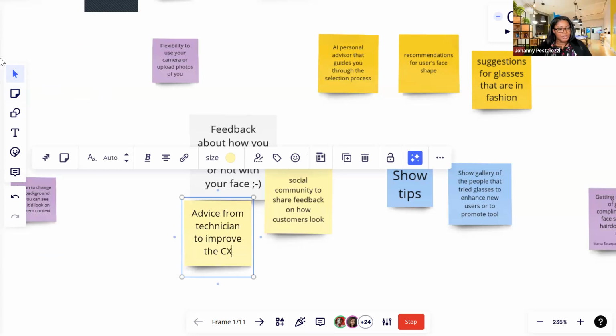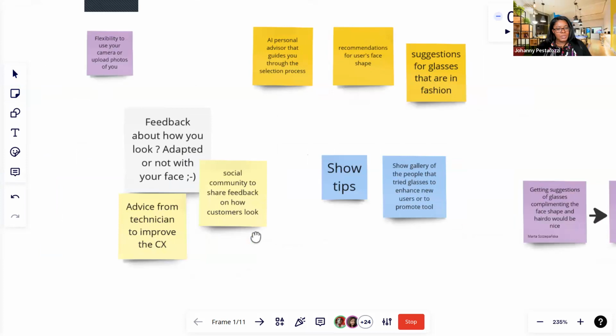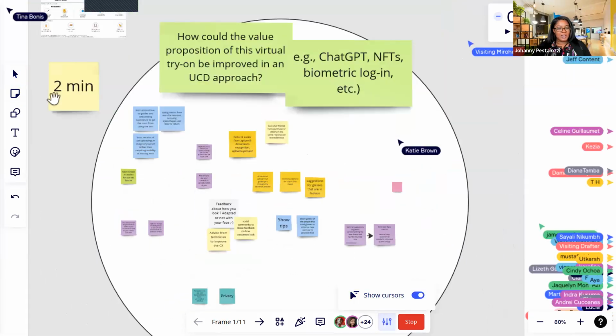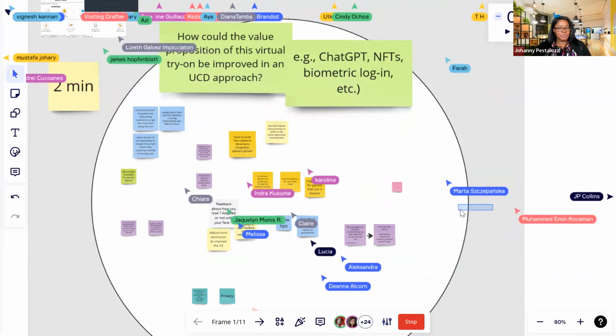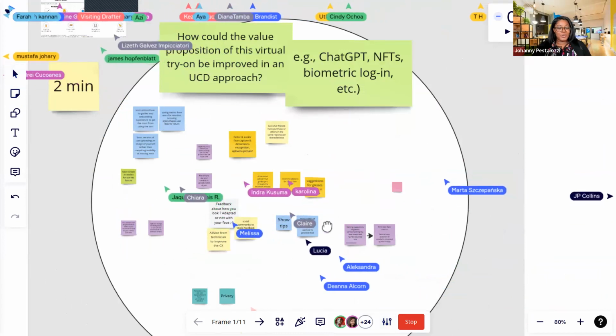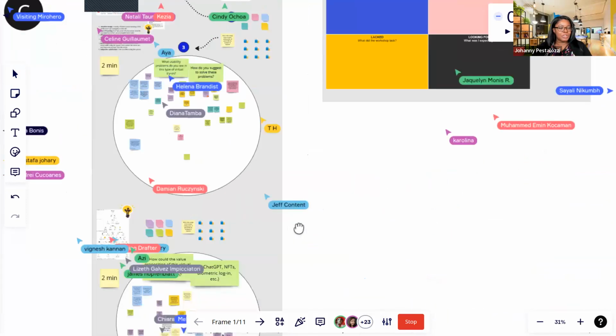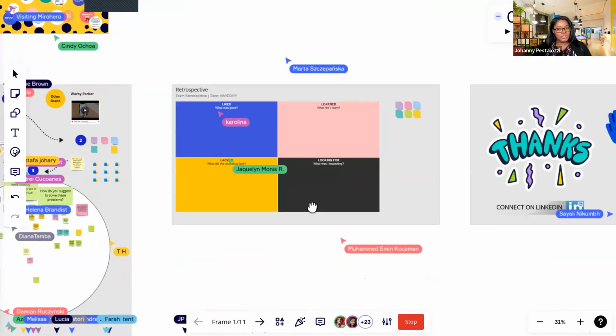Very nice. Thanks a lot. Very interesting advice. Cool. So we're going to leave it there because we need to move on to the last part of the workshop, which is a retrospective. Thank you so much once again for sharing your ideas on this. And as I mentioned, you will have access to the board to review the rest of the input.